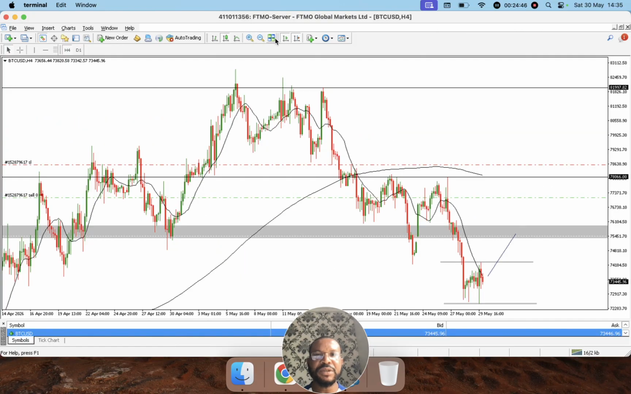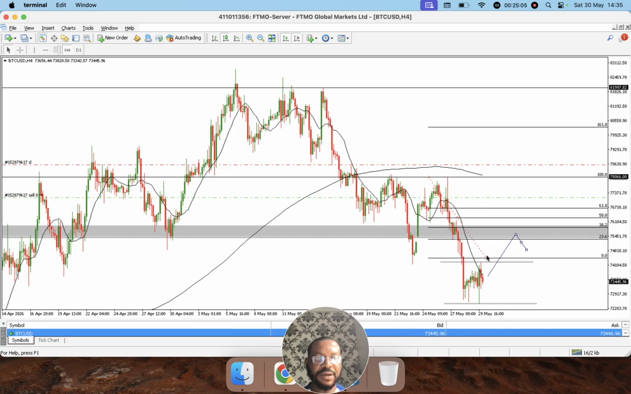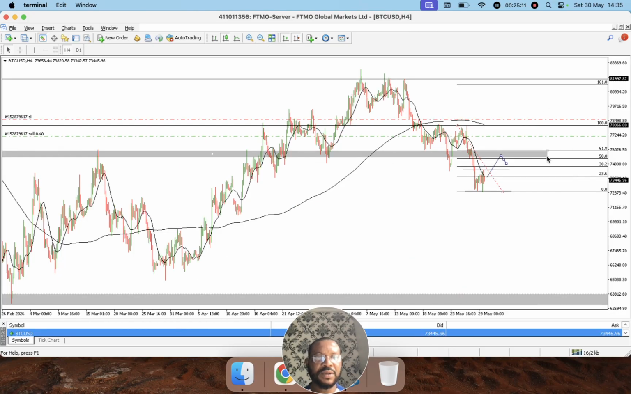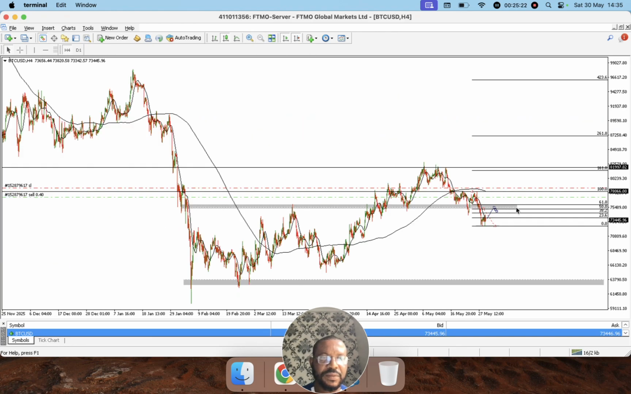So long story short, for the Bitcoin, we're waiting for a pullback into this zone. I want to add this zone to this, even though I think this gap is where the market is going. Let's leave that other supply area and just take this supply area. Why? Because of the Fibonacci 50 and 61.8.